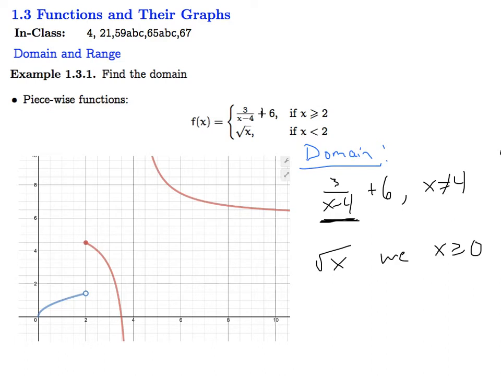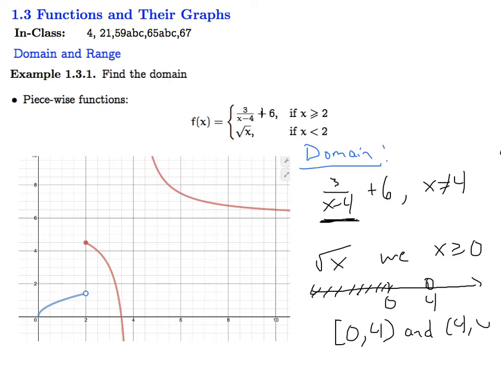Putting this together, if we were to draw a number line here, and put a mark here at 0, then what happens is we can't use 4, so 4 is out, it gets a little open circle, and we don't want to use anything down here less than 0. So what this leaves for us in our domain is we can use numbers starting at 0 up to the number 4, not including the number 4, that's what the parenthesis means, and then we can again use 4 all the way out to infinity.